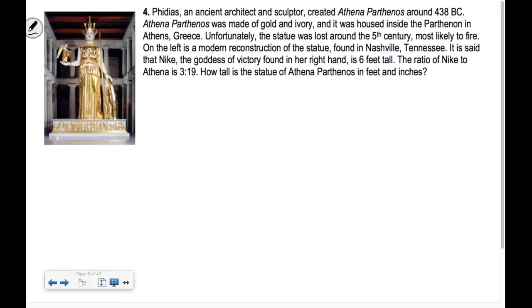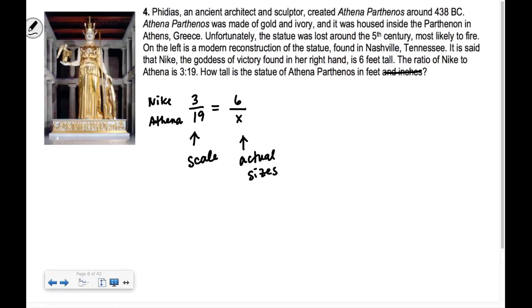So how tall is the statue of Athena Parthenos in feet and inches? I think it ends up just being feet. All right, so we're going to say 3 to 19 is equal to 6 to x. So this is the scale, 3 to 19. And these are the actual sizes. Okay, and then on top we had Nike, and on bottom we had Athena. So we want to set it up, Nike over Athena equals Nike over Athena.